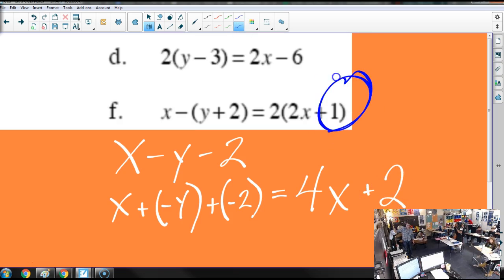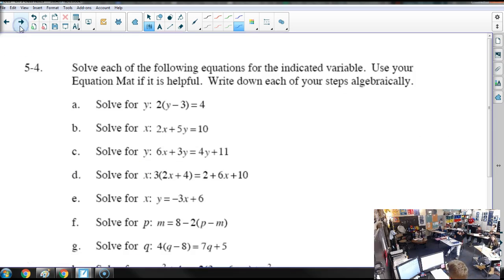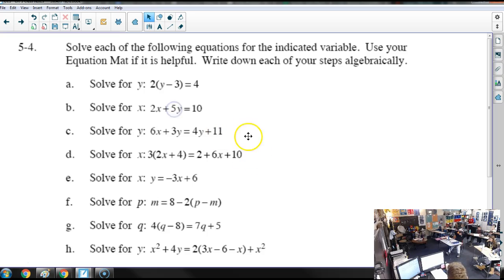Situations like this, that's where people screw up. They've done everything right all the way across, and then they forget to distribute the 2 to there. So be careful. Places like that are also where people like to goof up. And so this is the sort of stuff that is on your homework.